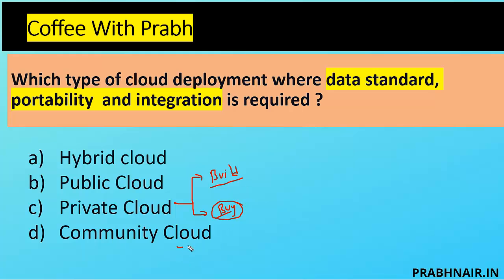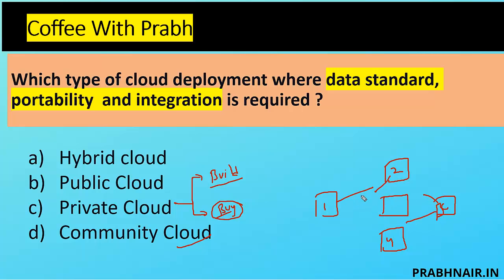Community cloud, where 2-3 companies come together with a common vision and mission. So now what happened? We have company 1, company 2, company 3, and company 4. They have a common vision and mission and they have invested together in this particular infrastructure and decided to store data in that. So that is basically called a community cloud.